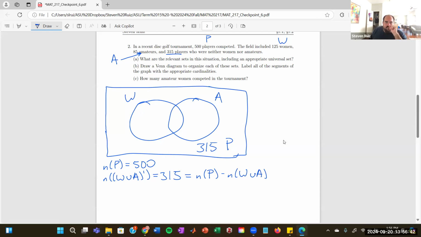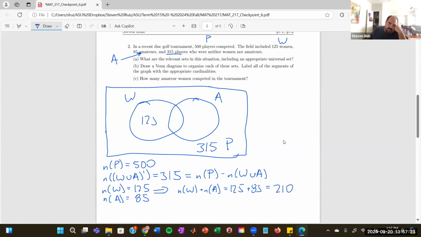Okay. So now can we figure out what goes in those other three regions? So the field included 125 women. So the cardinality of W is 125. The cardinality of amateurs is equal to 85. So what is the cardinality of women plus the cardinality of amateurs? That's 125 plus 85. That's going to be 210. So can I just say that 125 goes here and 85 goes here?